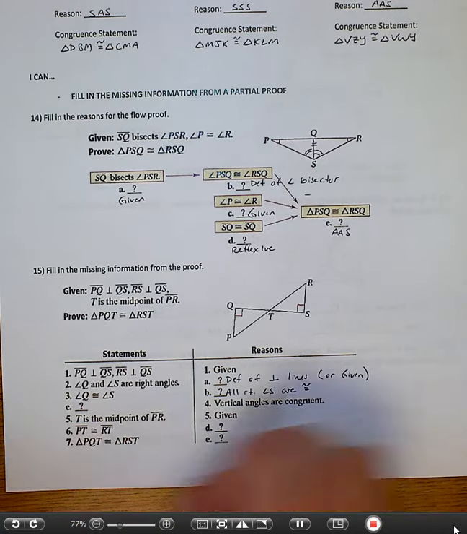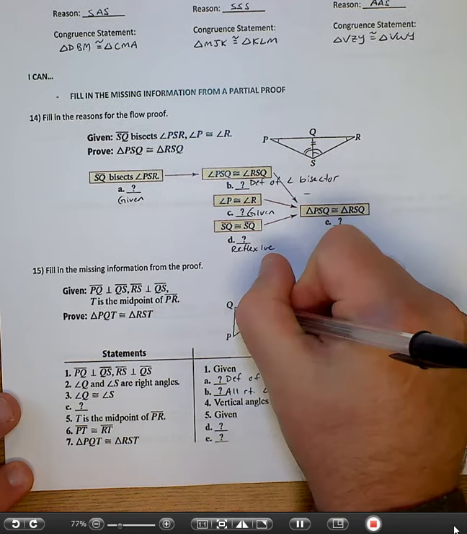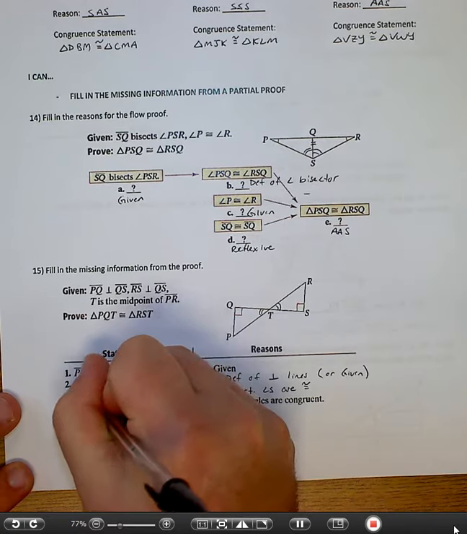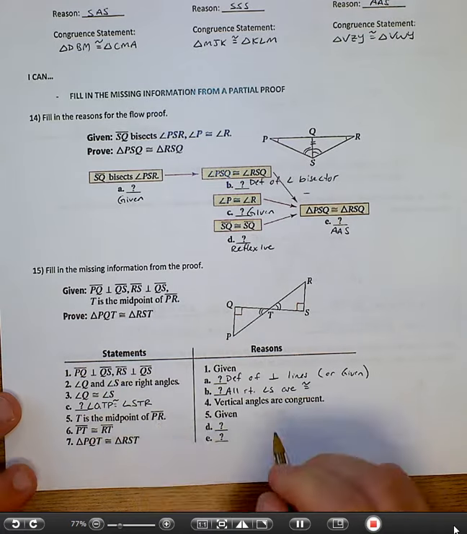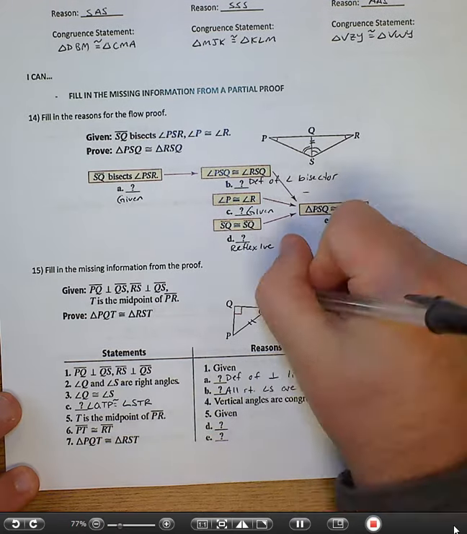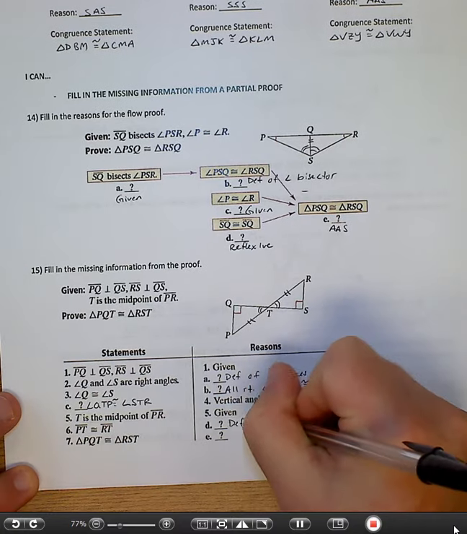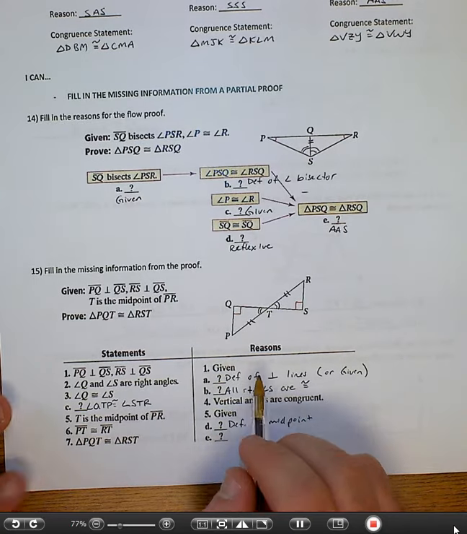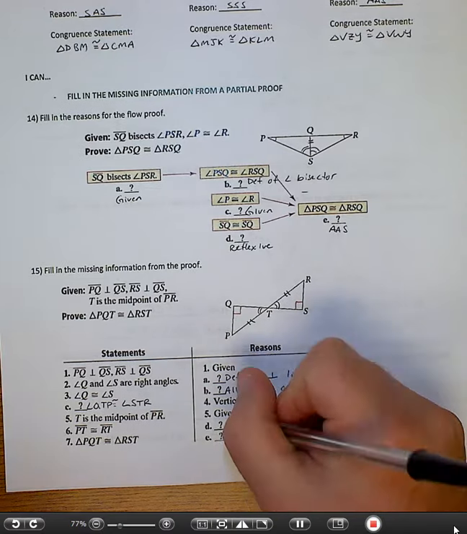Okay. The reason for number 4 is vertical angles are congruent. So I'm looking at the vertical angles. That would be these. And I'm going to say that they're congruent. So angle QTP is congruent to angle STR. T is the midpoint of PR. We knew that. That means PT is congruent to RT because of the definition of midpoint. That's enough. That's three things to say that the two triangles are congruent. So triangle PQT is congruent to triangle RST because of angle, angle, side.